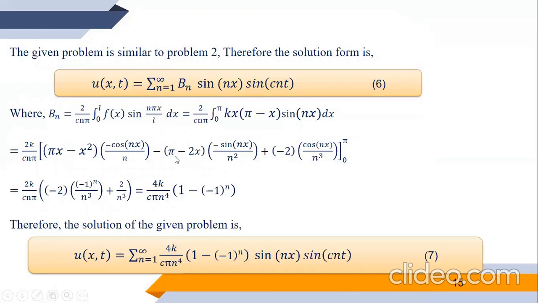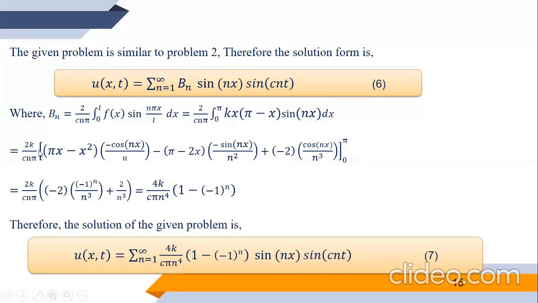So u as it is, integrate of sin(nx) is this. Now differentiate this bracket is this, integrate this bracket is this. Now again differentiate of this bracket is minus 2 and integrate of this bracket is this. And the limit is 0 to pi.